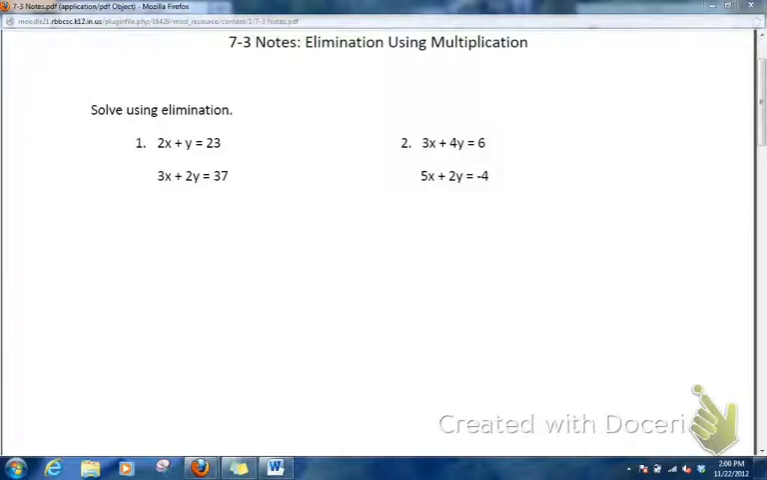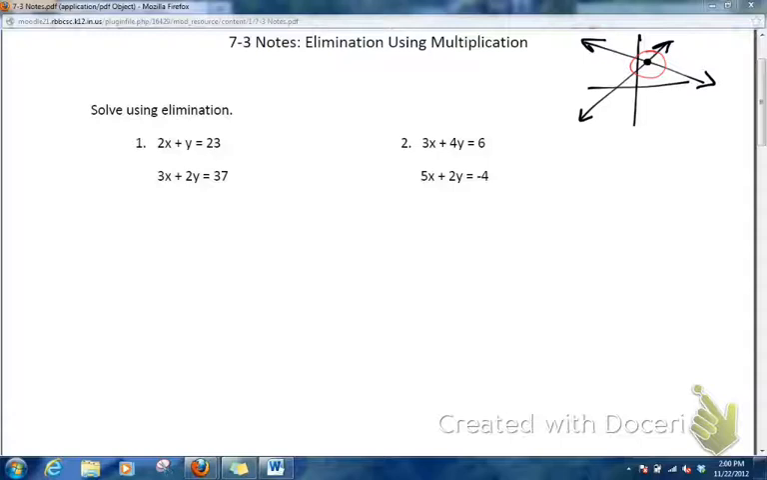Alright, this is the video lesson for 7-3, elimination using multiplication. Again, we are still talking about systems of equations, so we're dealing with two equations or two lines graphed on the same coordinate plane, and we're trying to find where those two lines cross, that place where they cross being the one solution that we're dealing with. Keep in mind that there can be no solutions if the lines are parallel, or there can be infinitely many solutions if the two lines are right on top of each other.